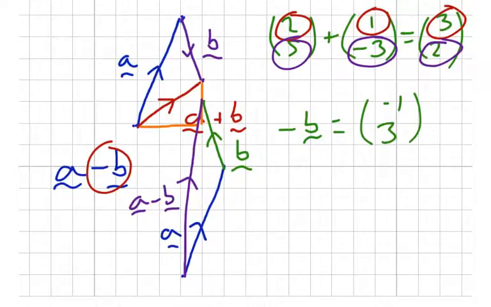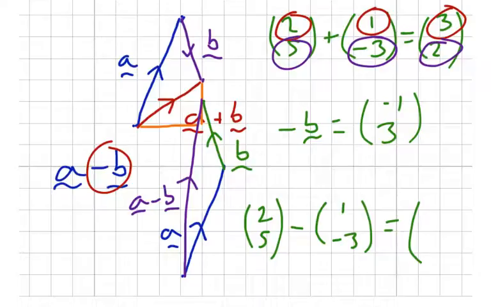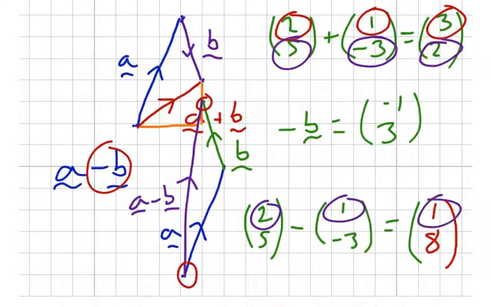Once again, if we were to write it out in component vector form, we get (2, 5) minus (1, -3) equals, and we see that from the very beginning to the end we go 1 across, so we get 1, and we go 8 up, so we get 8. And once again, 2 minus 1 gives us 1, and 5 minus minus 3, so 5 plus 3 gives us the 8. So let's have a look at another example.